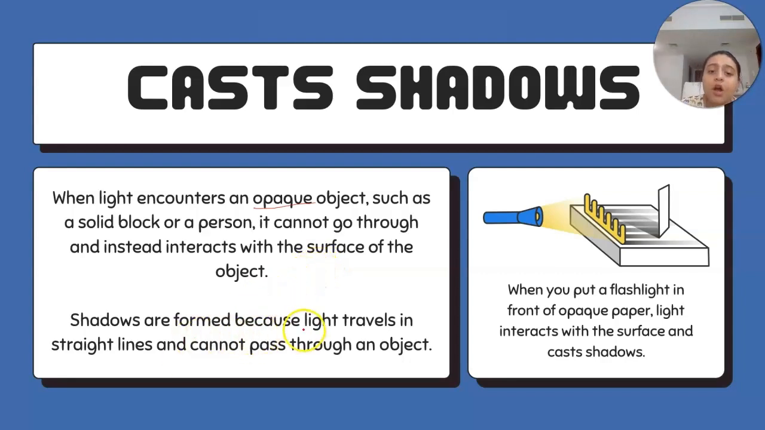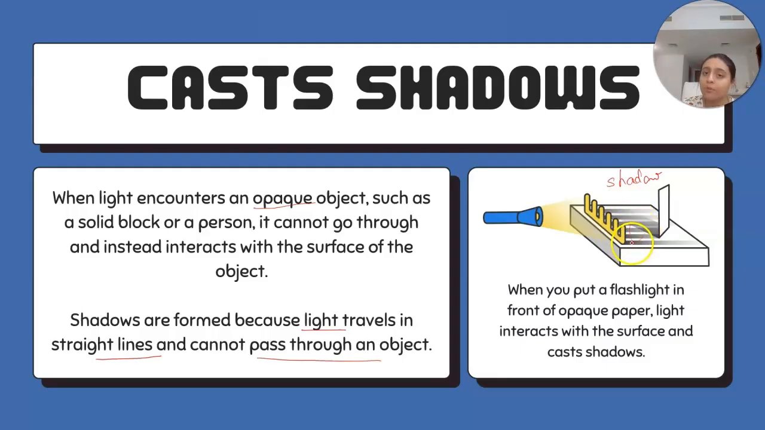Shadows are formed because light travels in straight lines and cannot pass through an object. As you can see here, this patch is known as the shadow. Here is a comb and the light is travelling, but as you already know, light can only travel in a straight line. So it can't pass through the comb. The comb is not able to let the light rays through, so it will form a shadow. So it is the shadow of a comb.